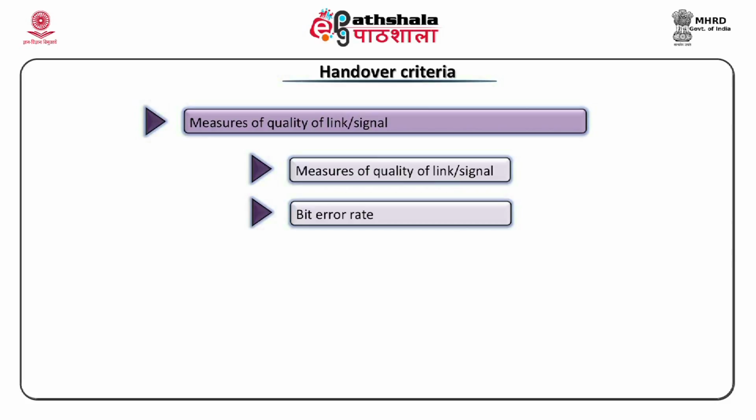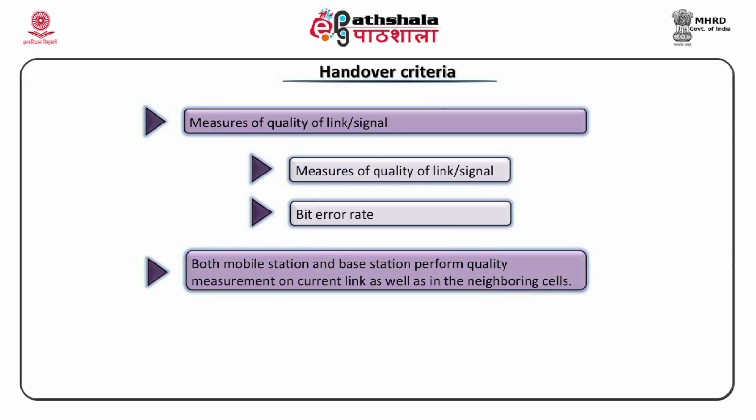The answer is both the base station and the mobile phone. The base stations and the mobile phone are periodically performing measurements of the quality of both uplink and downlink, of the current base station or the current link as well as for the neighboring links or the links in the neighboring cells.